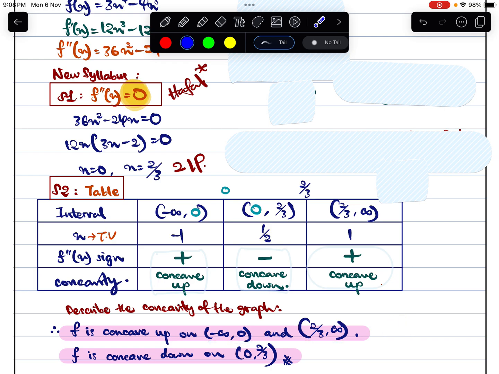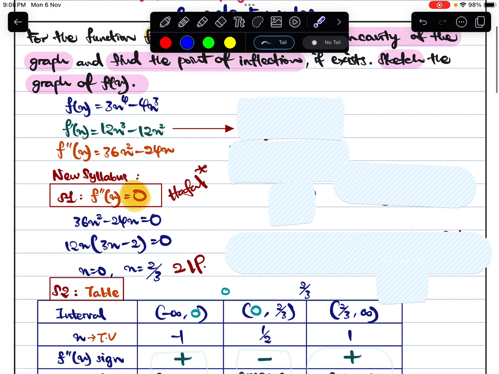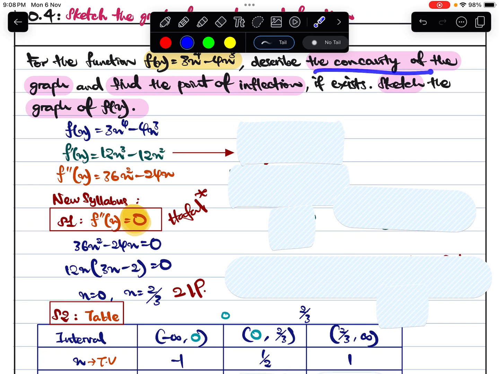And the next conclusion is f is also concave downwards on this interval, only at this part, where it is from 0 until 2 over 3. There you go, you will have 2 marks there. So you have actually finished fulfilling the first goal.